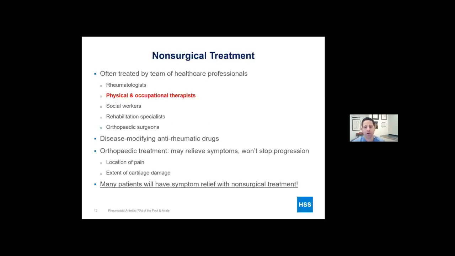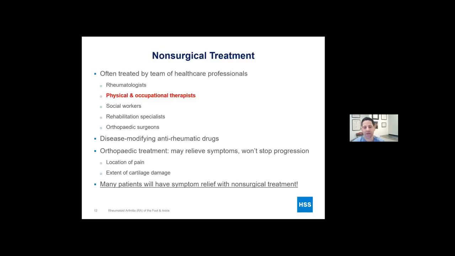Although there is no cure for RA, there are many treatment options available to help people manage pain, stay active, and live fulfilling lives. Rheumatoid arthritis is often treated by a team of healthcare professionals. These professionals may include rheumatologists, physical and occupational therapists, we have one here with us today, social workers, rehabilitation specialists, and orthopedic surgeons. Although orthopedic treatment may relieve symptoms, it will not stop the progression of the disease.